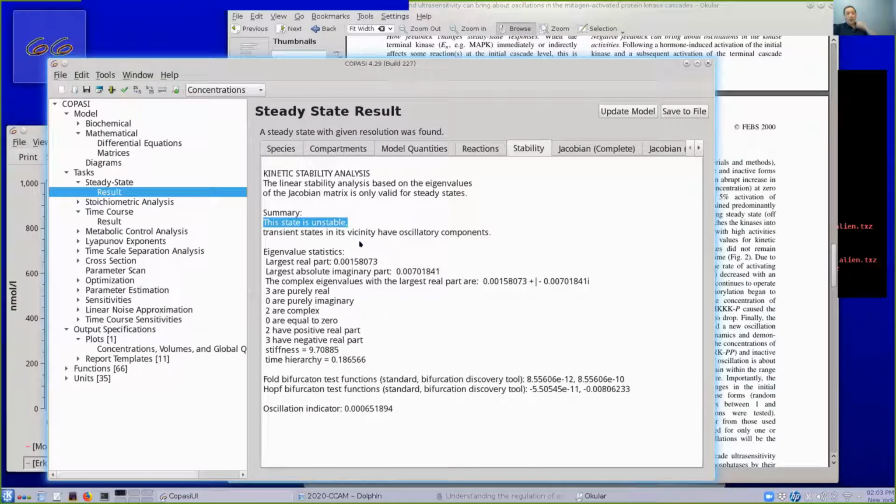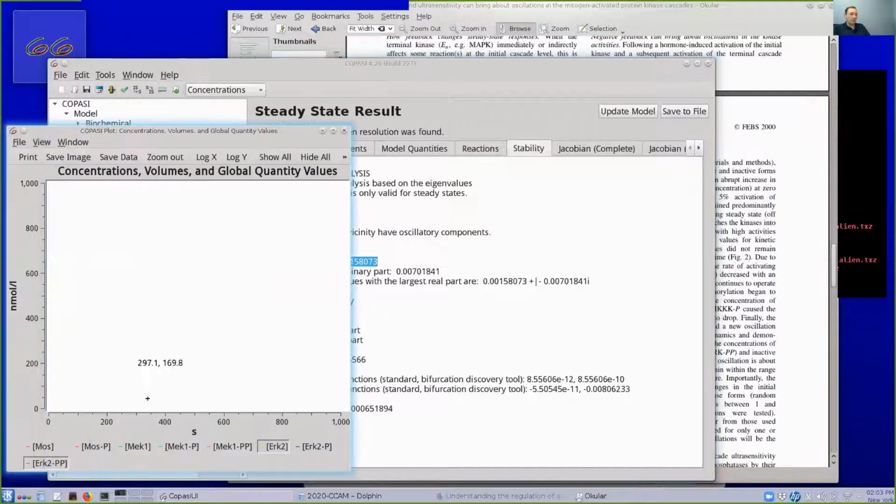So, why is it unstable? Because the largest real part of an eigenvalue is a positive number. That means if you perturb it, it goes away out of it. And in fact, it will go into the limit cycle. And that's why you never see the unstable steady state. You only see what the system converges to when it's perturbed out of that steady state, which in this case is the oscillations.